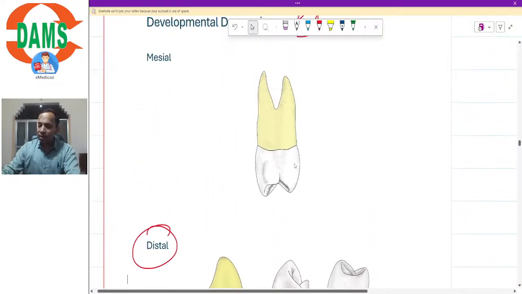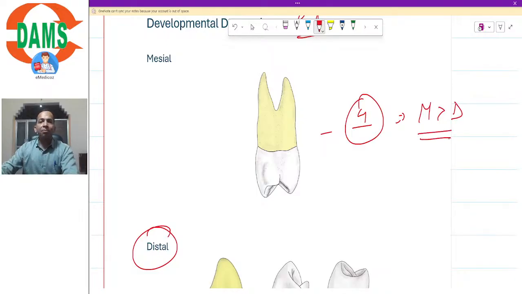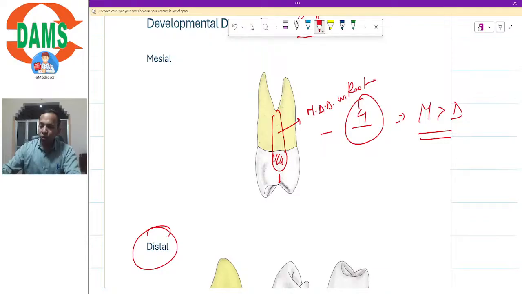And it is just the maxillary first premolar which has a mesial depression which is more prominent as compared to the distal developmental depression, right? We have already studied that there is a mesial marginal groove which continues on to the mesial crown depression, which then continues on to the mesial developmental depression on root.